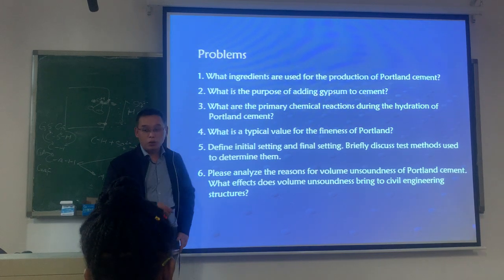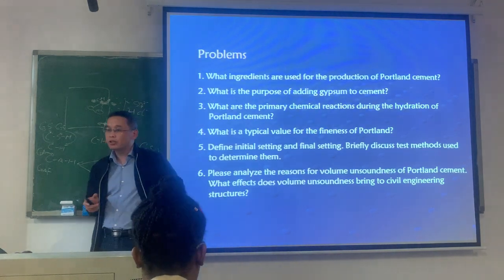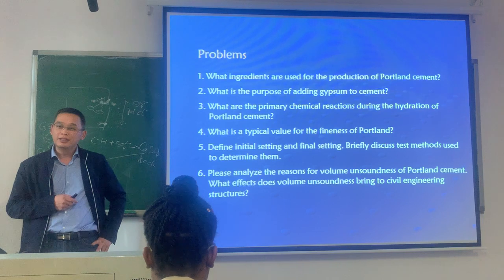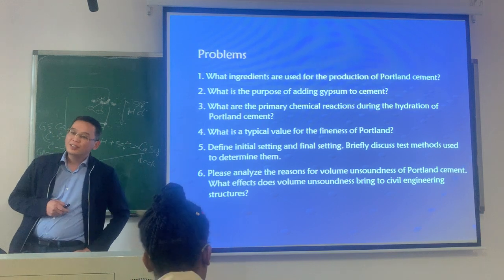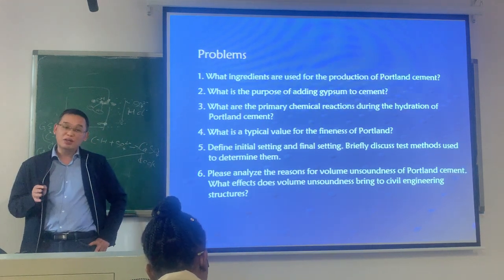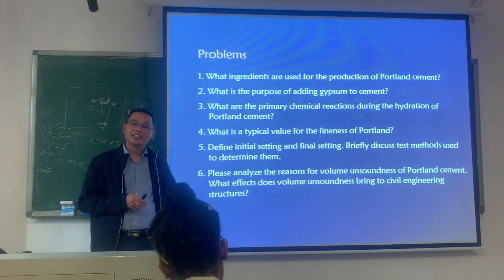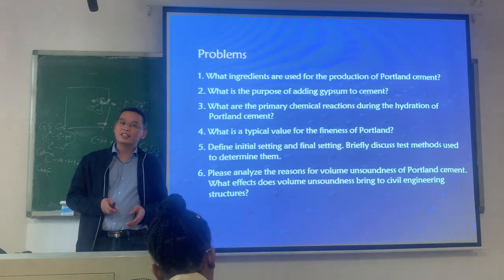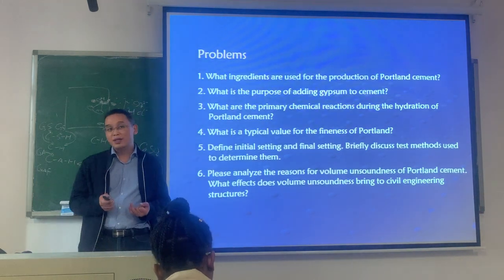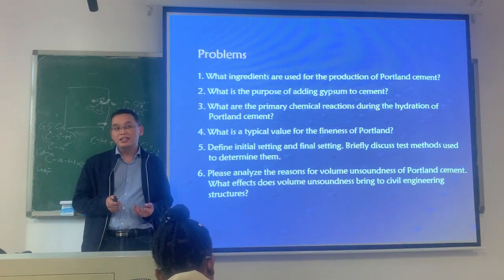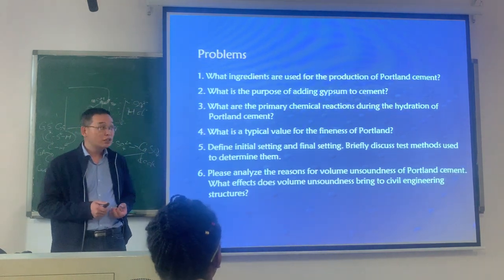The first one is about what ingredients we need for the production of Portland cement. Do you remember? What kind of materials do we need? The limestone, clay and gypsum. Another one is iron powder. Yes, iron powder. Okay.